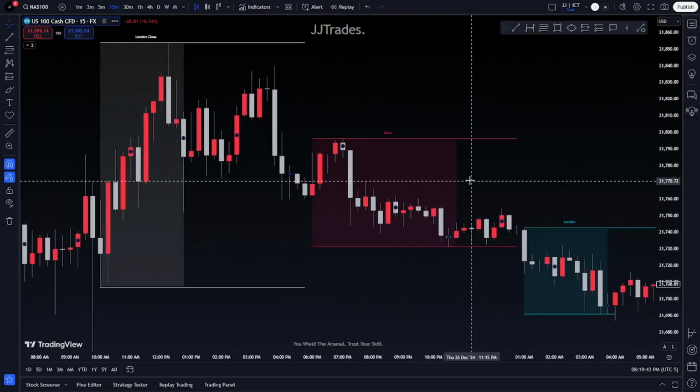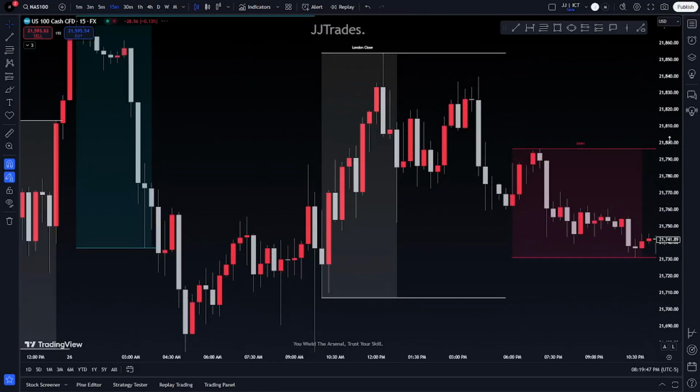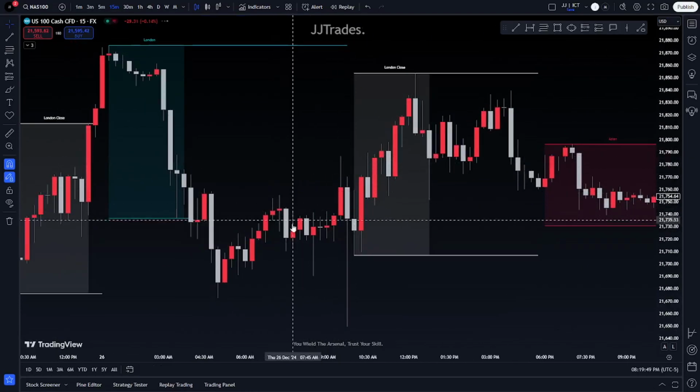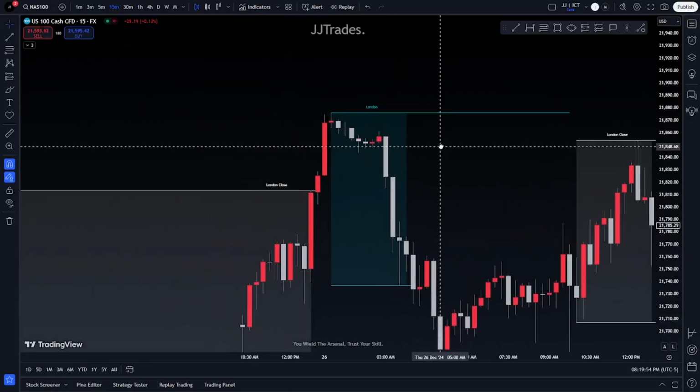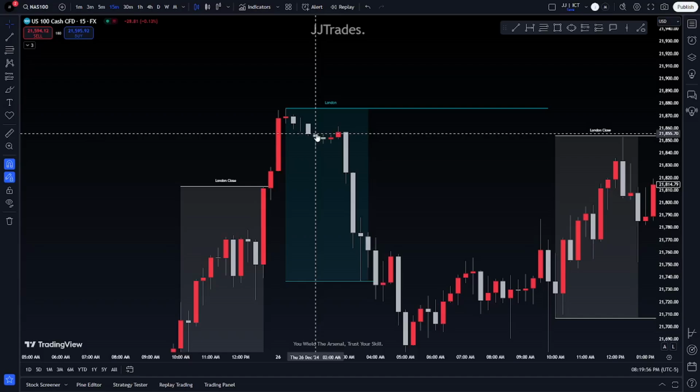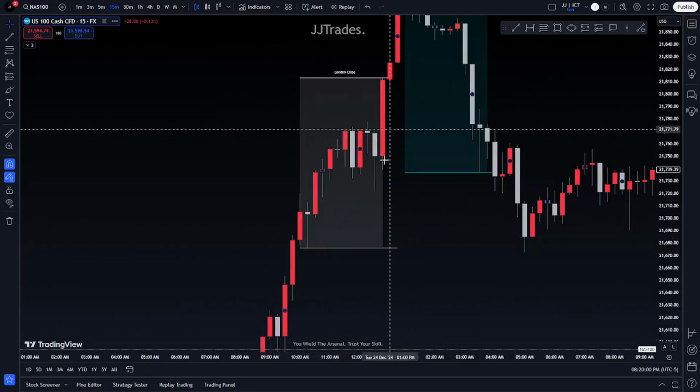If you look here during Asian, price is moving during Asian. Asian kicks in, we drop. Before London close, price is consolidating. Once London close kicks in, we shoot higher. London kicks in, drops lower. London close kicks in, jumps higher.